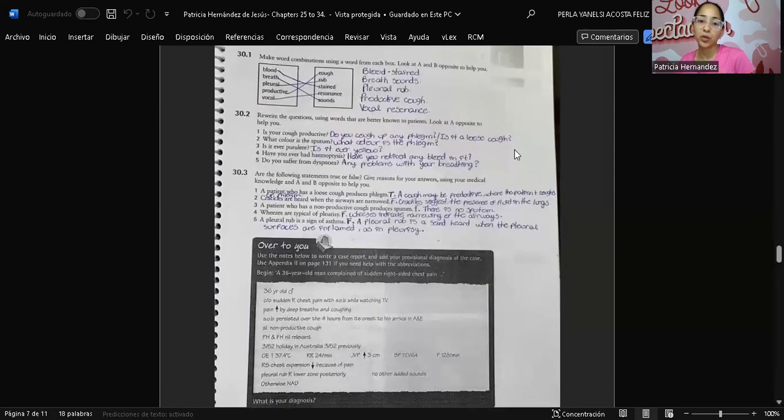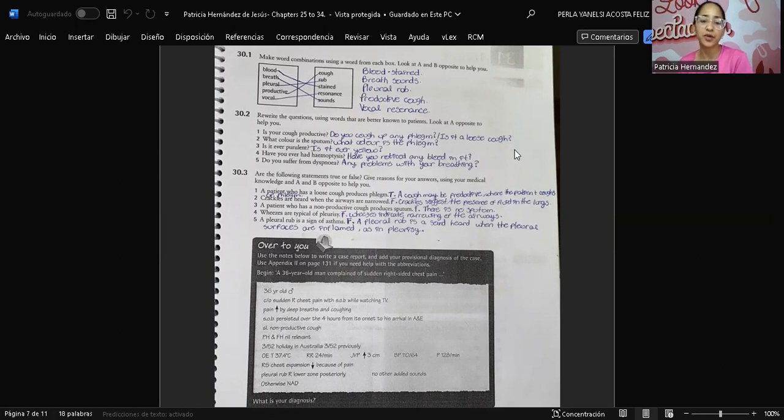30.2, rewrite the questions using words that are better known to patients. Look at A opposite to help you. Is your cough productive? Do you cough up any phlegm? Is it a loose cough? What color is the sputum? What color is the phlegm?